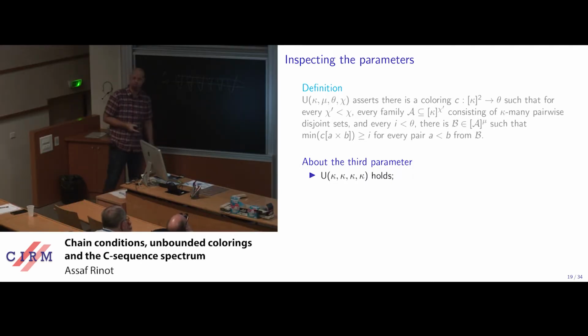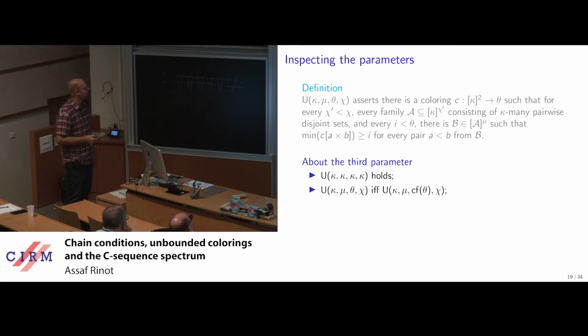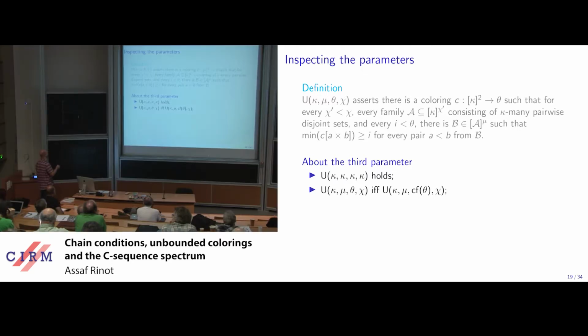Now let's inspect the third parameter. Third parameter is the number of colors. Definitely you can be unbounded in kappa many colors because just take C(alpha, beta) to be beta, or alpha, whatever you choose. You will always be as high as you like. So this means that this is non-interesting. The other observation is that if you have a coloring working for theta many colors, you can definitely also go to cofinality of theta and vice versa. So that's also obvious.